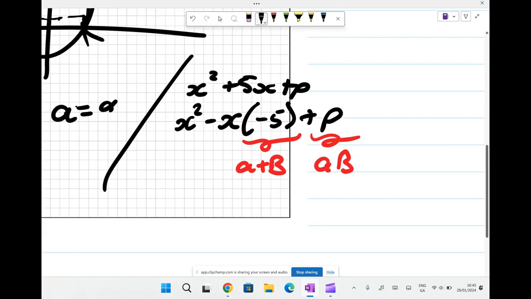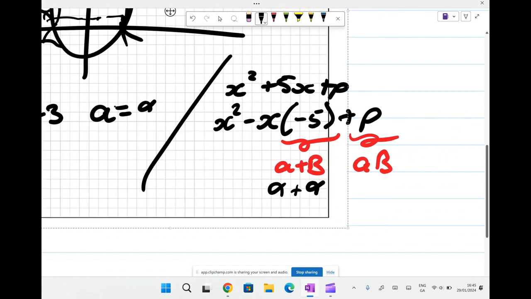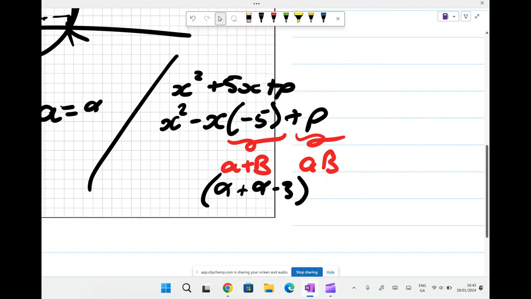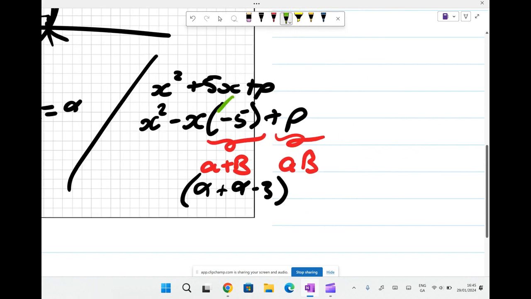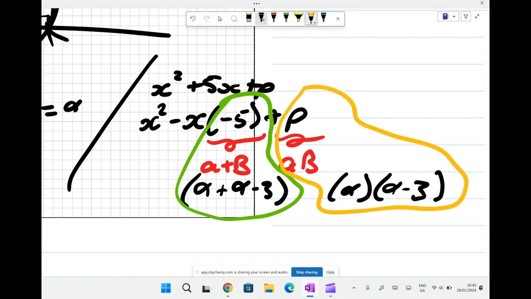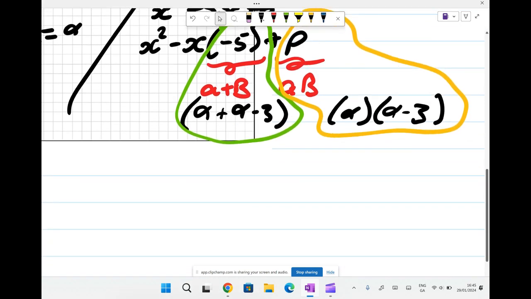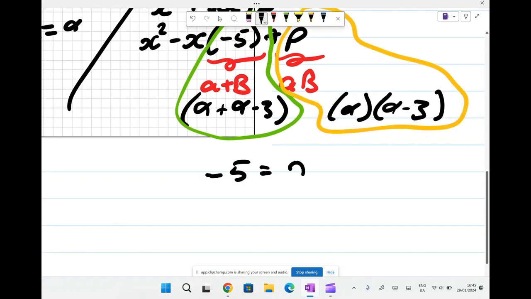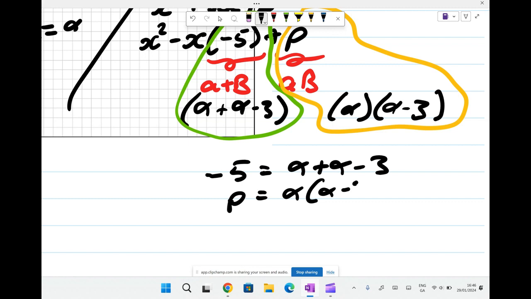So let's do a plus b: alpha plus alpha minus 3, and that's going to be equal to minus 5. And then we can do a times b: alpha times alpha minus 3, and that's going to be equal to p. So same thing, we have two equations. We have minus 5 is equal to alpha plus alpha minus 3, and we have p is equal to alpha times alpha minus 3.